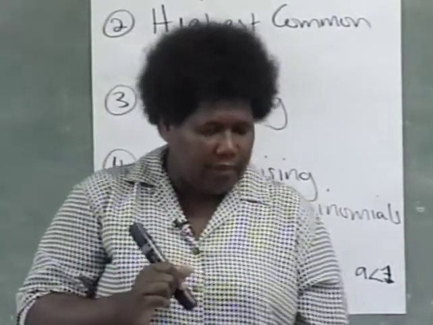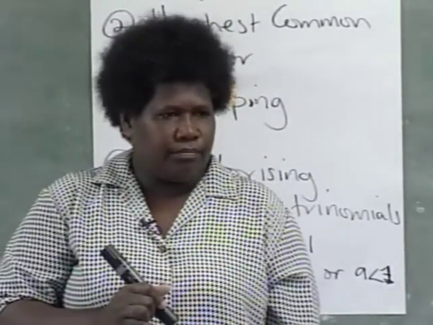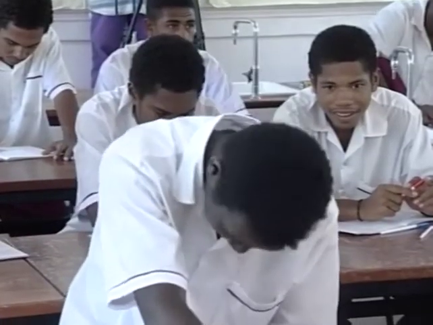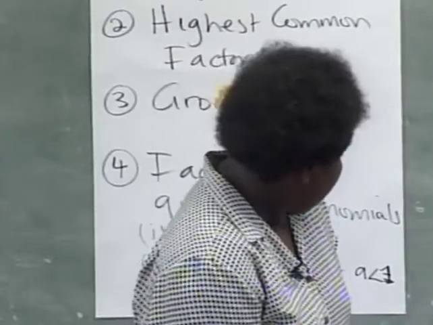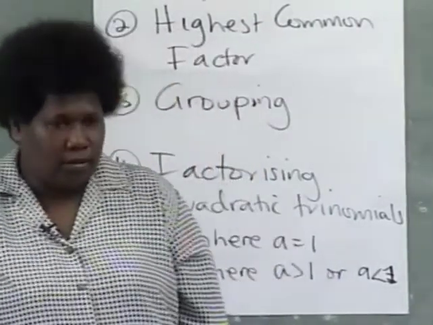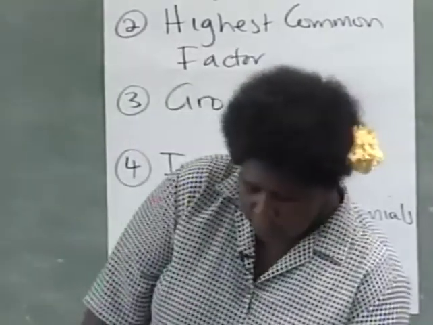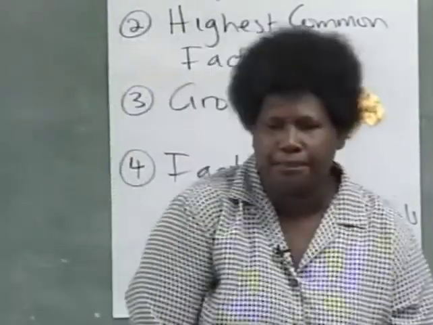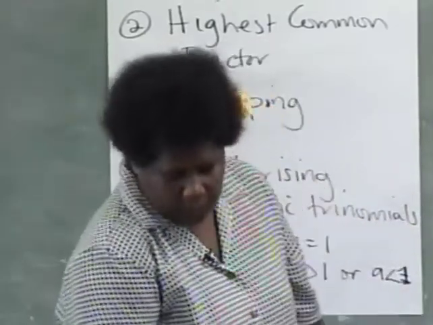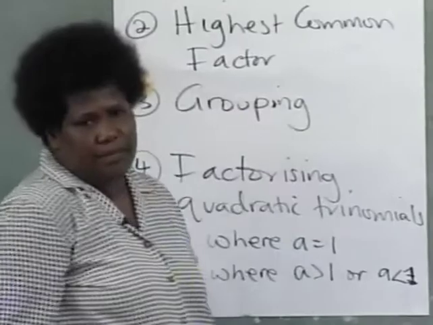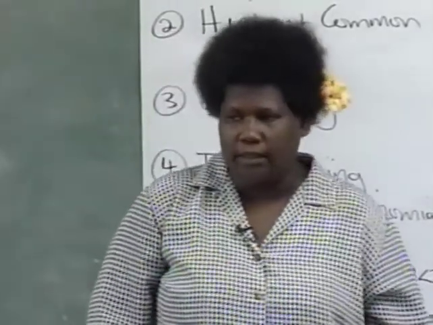Solomon, can a ever be 0? No. Okay, because if it is 0, the whole thing changes. It's no longer a quadratic trinomial. Okay, then I'm going to put you into groups, and you are going to do 4 questions each based on all the types of factorizing that we've looked at.